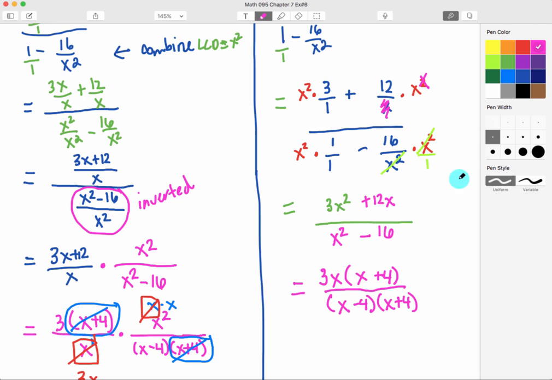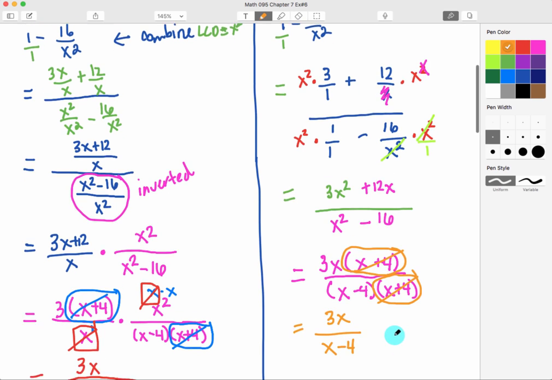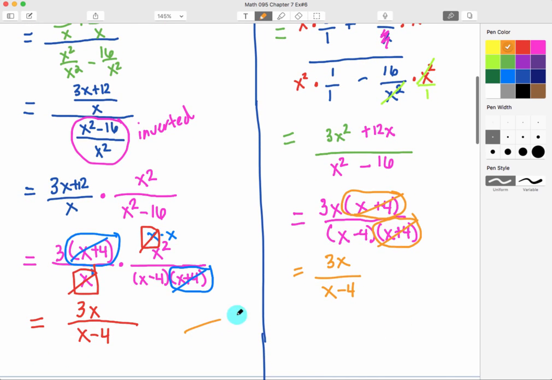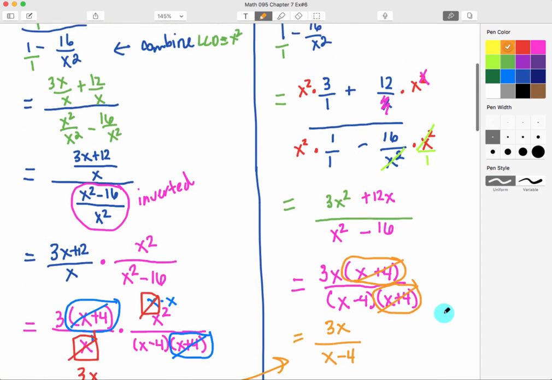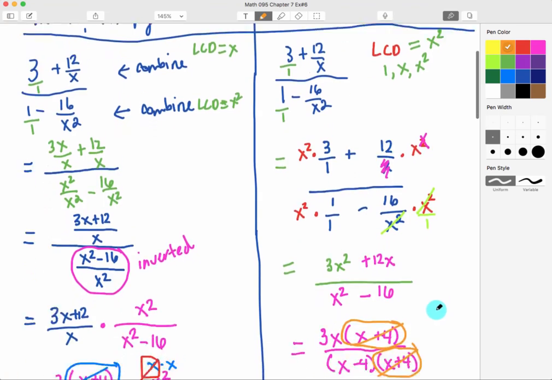And now let's see what cancels. There's an x plus 4 in the numerator. That's one factor that's similar to this other factor of x plus 4. Cancel those guys out. And I'm left with a 3x divided by x minus 4. All right, did we get the same answer? Yes, we did. So as far as math goes, it took about the same amount of page.